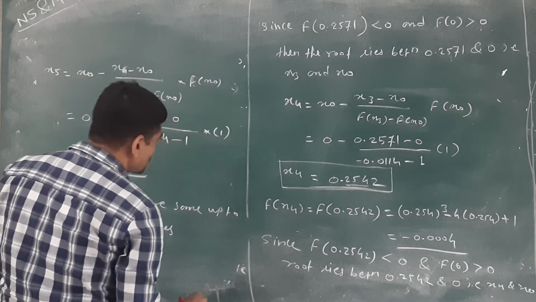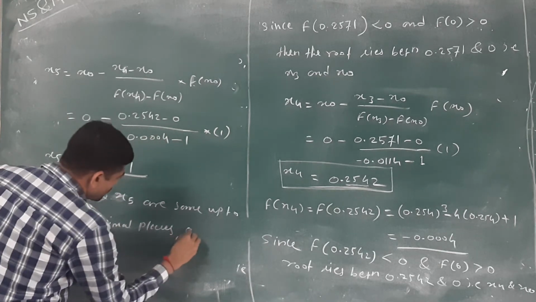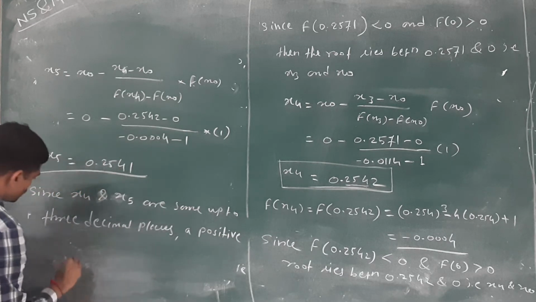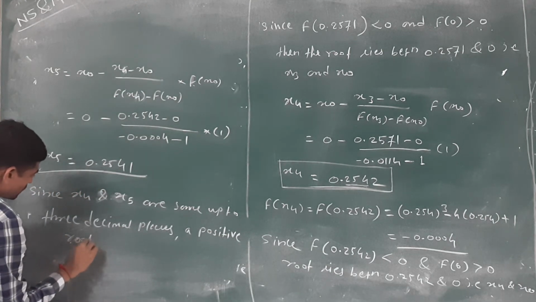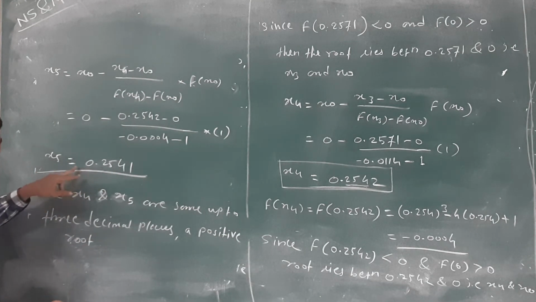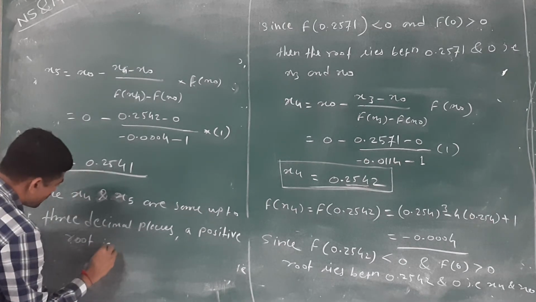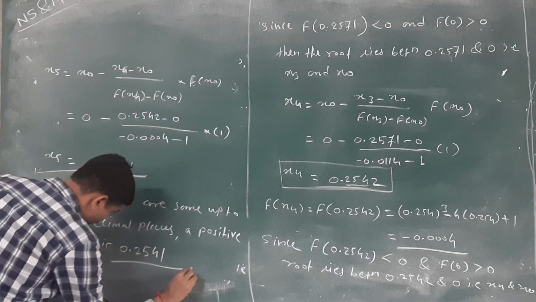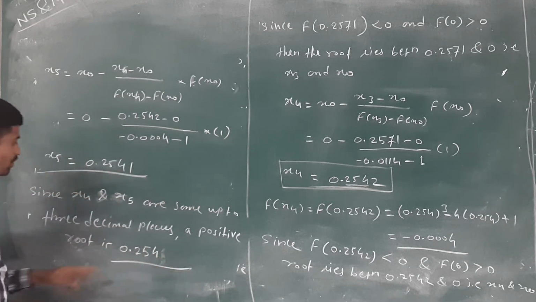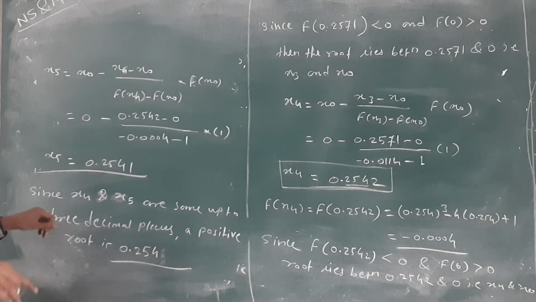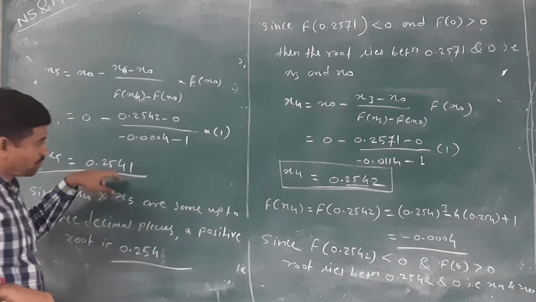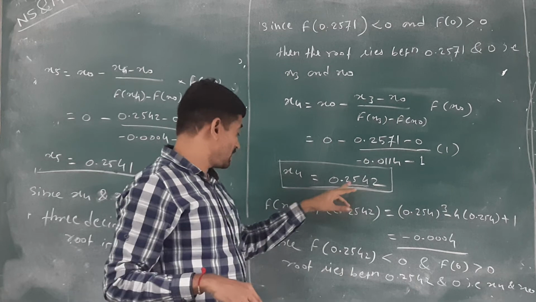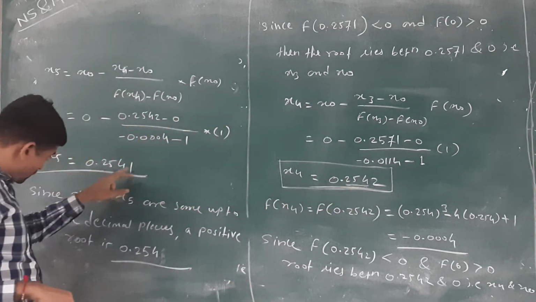Then what is the positive root? Yes, anybody? Yes, correct. The positive root is 0.254. Which value do we have the same? 0.254, up to the 4. Okay, they ask up to 3 decimal points. If you want to calculate 4 decimal points, then after the decimal point you have to choose 5 digits.